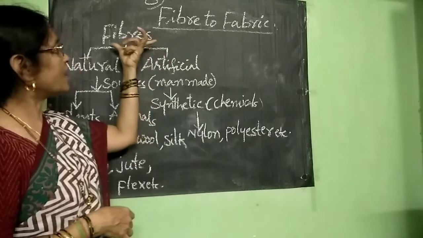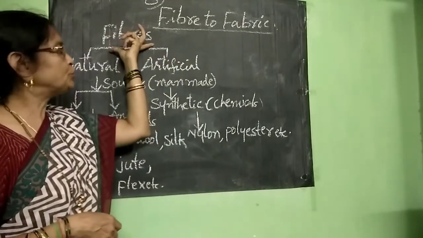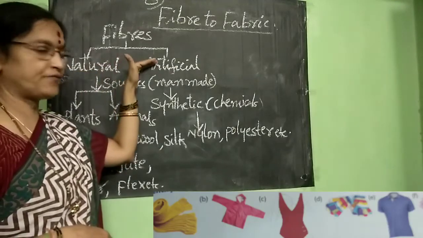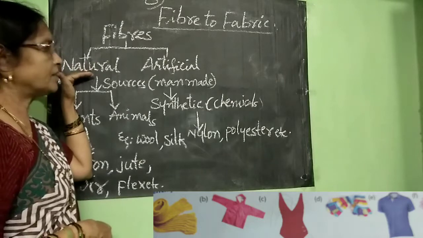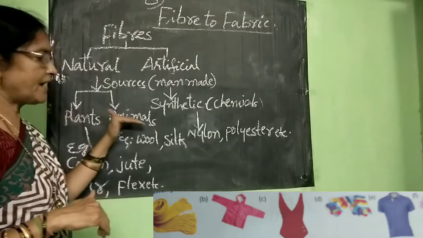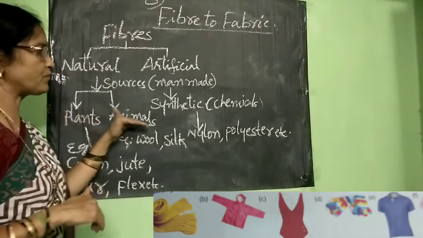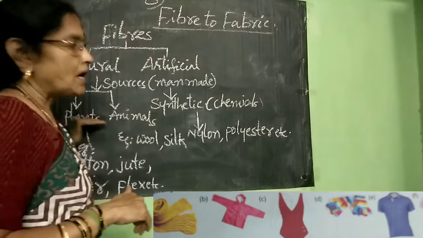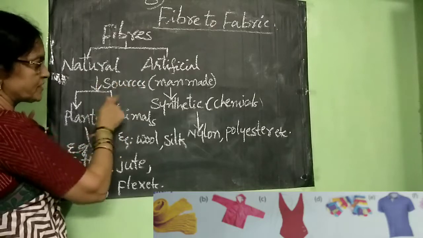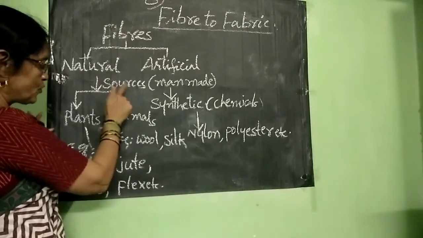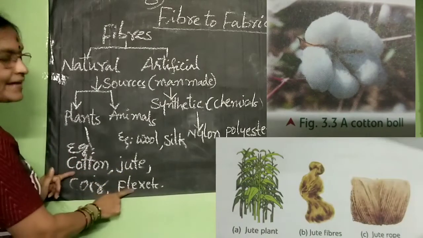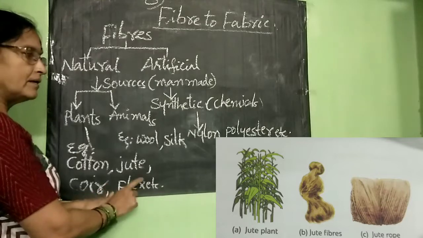Now fibers are divided into two main categories, that is natural and artificial. Natural fibers are obtained from nature, that is mainly plants and animals. These are producing these fibers, so these are called natural fibers, and plants and animals are called sources because they are producing. For example, plant fibers are cotton, jute, coir, flax or linen, etc.